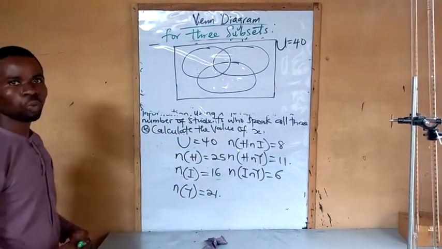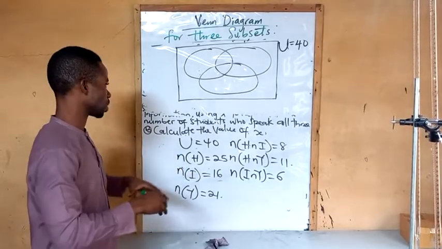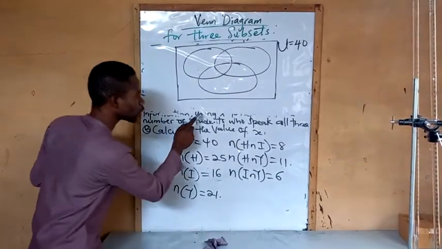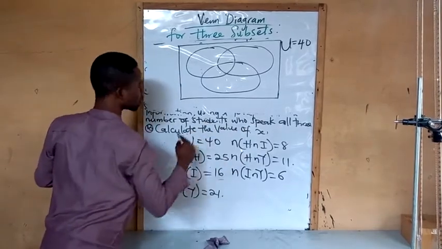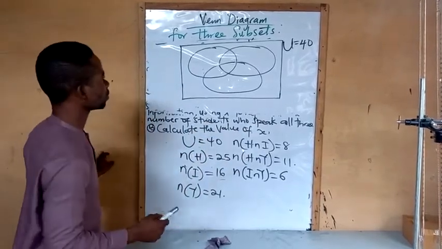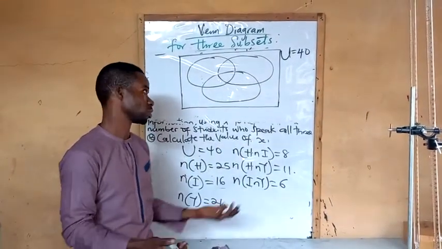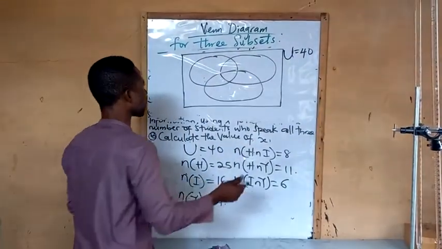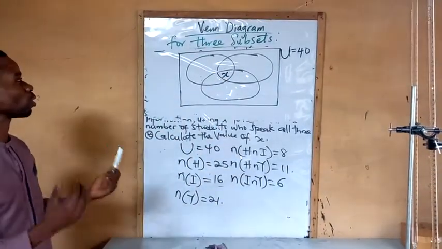Now, what made me draw them together like this? How do I know they intersect? They told me, using X to represent the number of students who speak all 3. That means the 3 sets intersect. And they asked me to use X to represent the number of students who speak all 3.